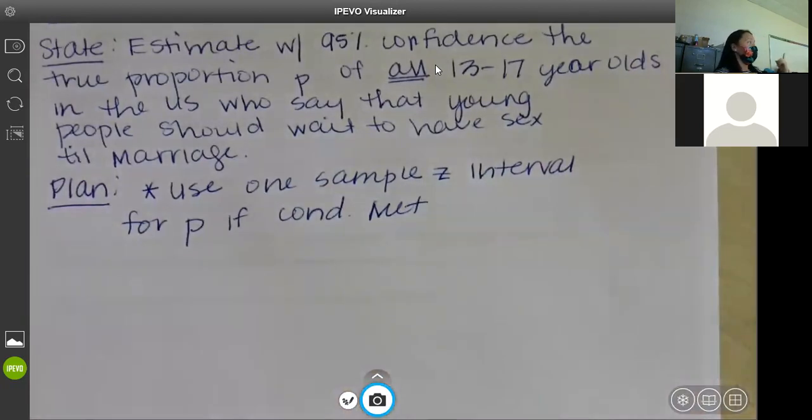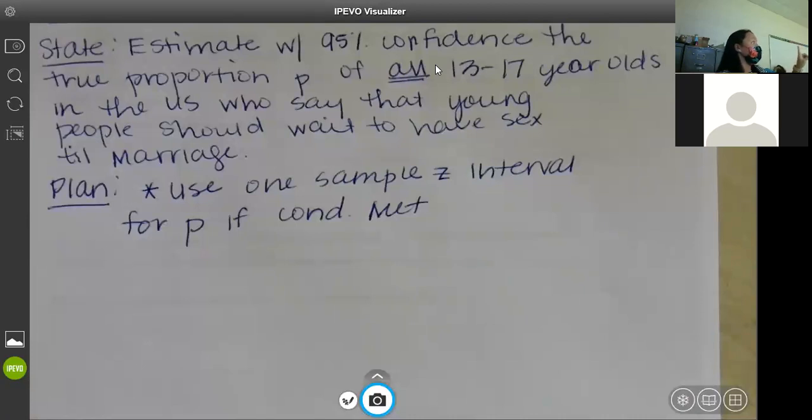In the state, you have to tell what you're doing. What is your P? What are you looking for? The true proportion of all, contexts of problem, and your C level. So those are the two things that I'm looking for in your state. Got it? Two things in there. In your plan, there are four things that I'm looking for.